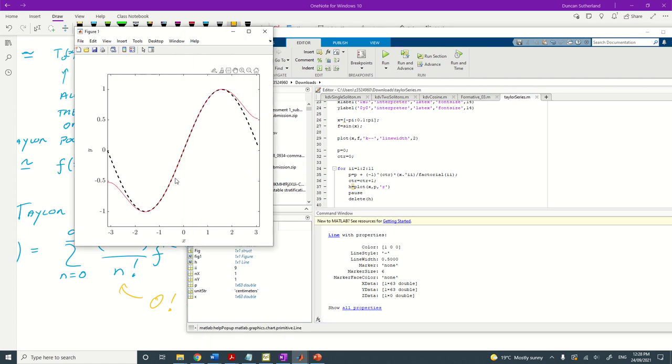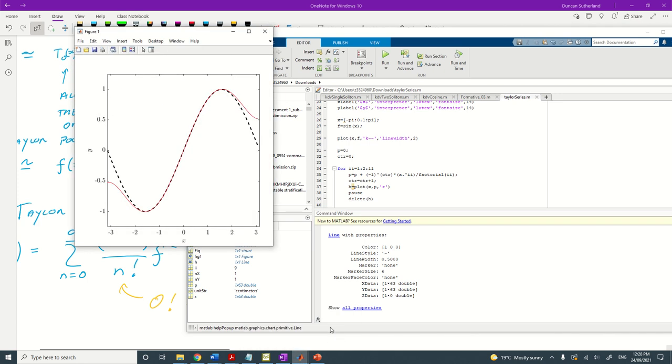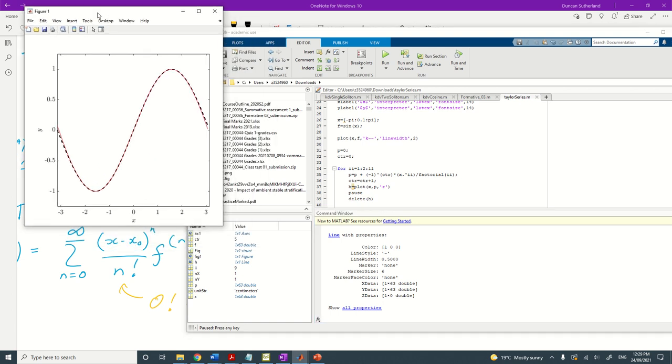You can take more terms again. This is considering more and more of these terms. N is getting bigger each time I plot this line here. This red line is a better Taylor series approximation every time. That's another approximation again, and you see it's really good. It's a tiny discrepancy there. But if you go a couple more terms, it's almost indistinguishable. So that's what's happening with the Taylor series approximation.